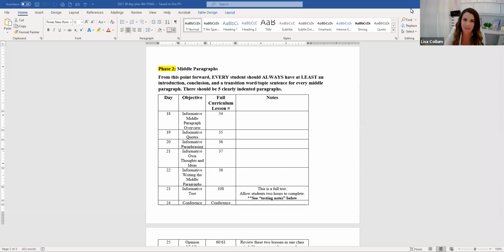This is phase two of the 30-day writing plan. Remember, from this point forward, all students should be able to write an introduction paragraph, a topic sentence for each middle paragraph, and a conclusion paragraph. These are all things that they got done in phase one.